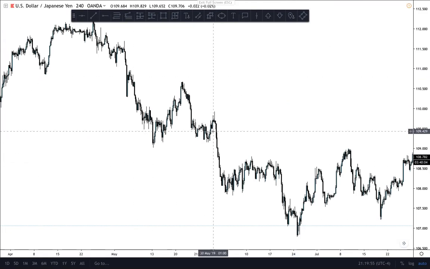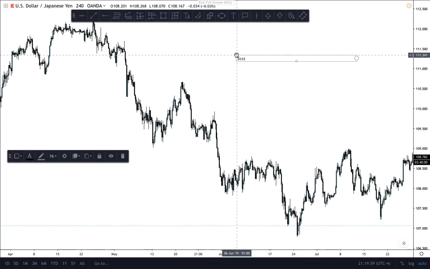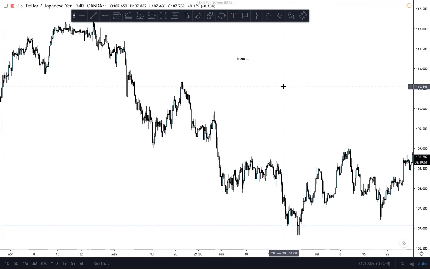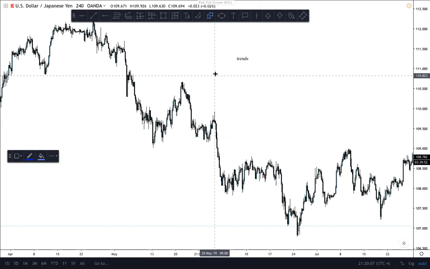Now, the market moves in trends, right? A trend is simply the motion in which the market moves in a particular direction, right?